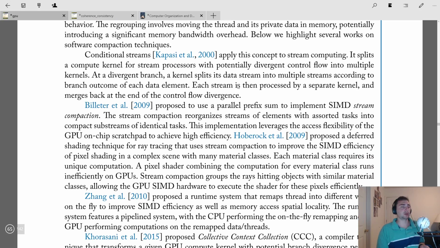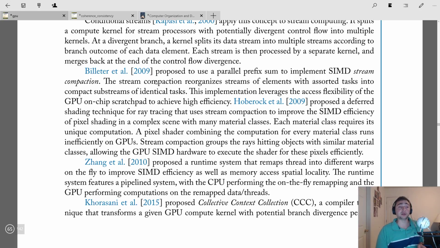So a very early work in 2000, right? This is really before the era of GPU. Conditional streams apply this concept to stream computing, right? It splits a compute kernel for stream processors with potentially divergent control flow into multiple kernels. At a divergent branch, a kernel splits its data stream into multiple streams according to the branch outcome of each data element. Each of these streams is then accessed by a separate kernel and merges back at the end of the control flow divergence.